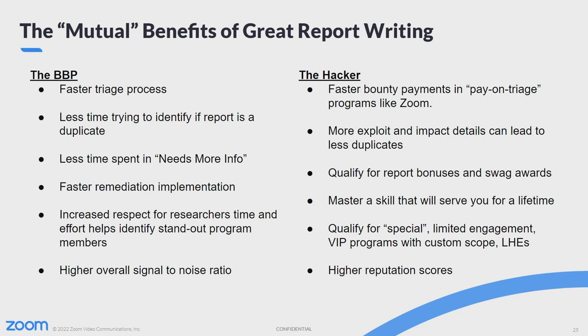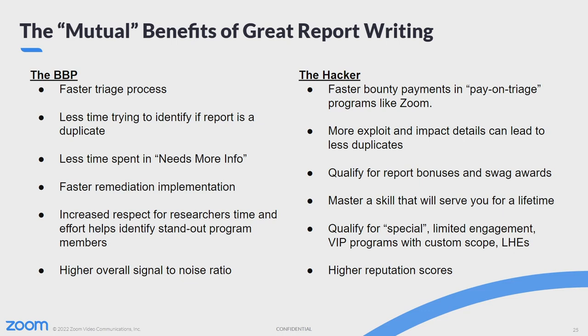The less time we spend trying to identify if a report is a duplicate, that comes into play with really good report writing, really good examples, step-by-step repro, things like that. The more exploit and impact details lead to less duplicates. For example, if I have two reports that are essentially the same, but one goes a bit further and even finds another vulnerability along the way, instead of duping one against the other, I might accept both of them. I'll pay out the one that is a little bit shallower, right? And the one that goes a bit deeper, that exposes even more vulnerabilities, we'll pay for those vulnerabilities instead of just closing it as a dupe.